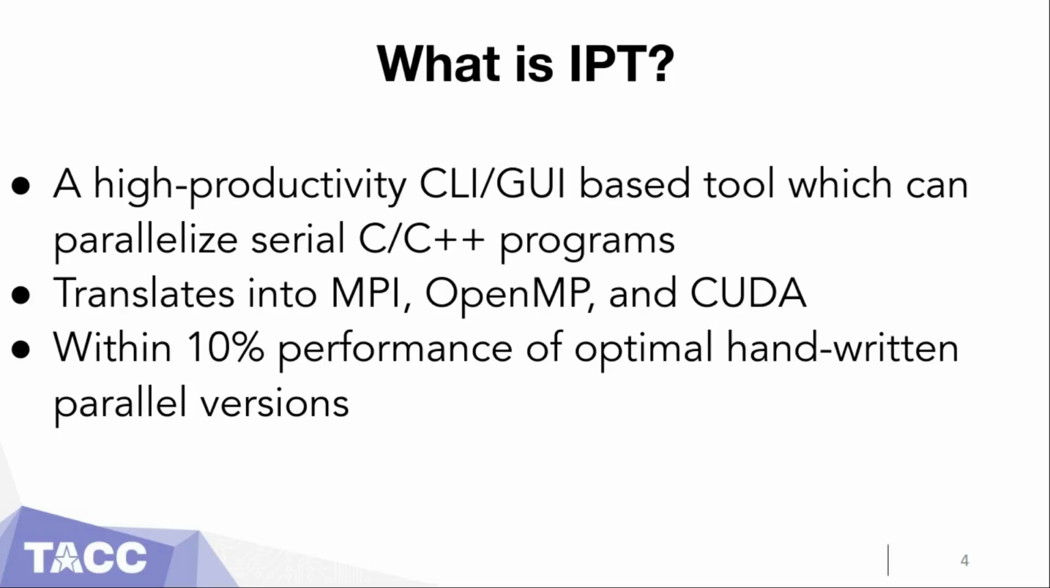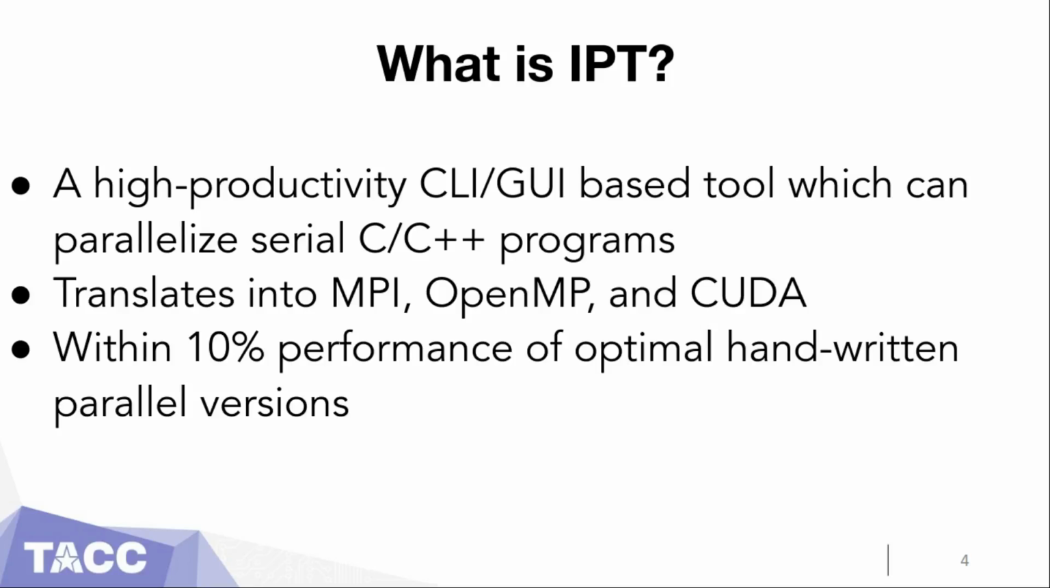IPT is a high productivity tool that can semi-automatically parallelize serial C and C++ programs. It solicits the specifications for parallelization from the users, such as what to parallelize and where. On the basis of these specifications, IPT translates the serial programs into working parallel versions using one of the three popular parallel programming paradigms, which are MPI, OpenMP, and CUDA.